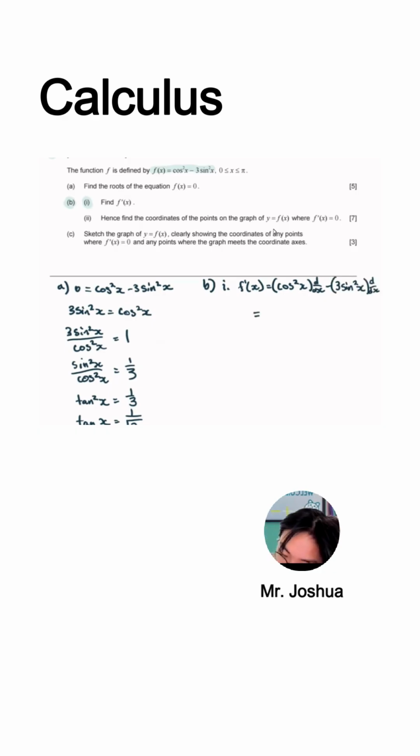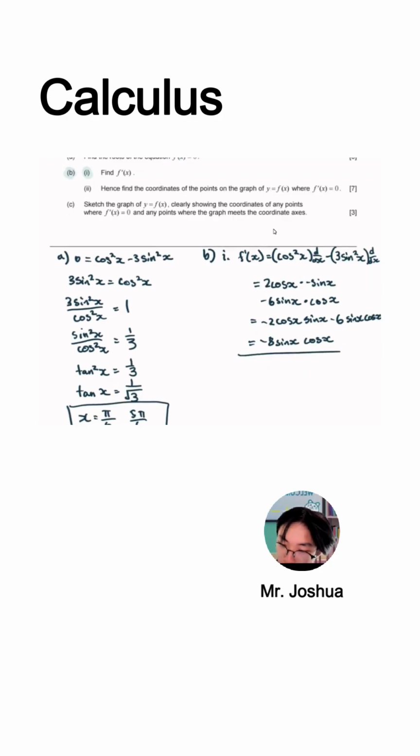This is just, the derivative of cos squared x is 2 cos x multiplied by the chain rule, which is negative sine x. The second part is negative 6 sine x multiplied by the chain rule, which is multiplied by cos x. So altogether, our derivative is negative 2 cos x sine x minus 6 sine x cos x. We can combine this, simplify it a bit better to become negative 8 sine x cos x. Okay, so this is our derivative, or f prime of x.